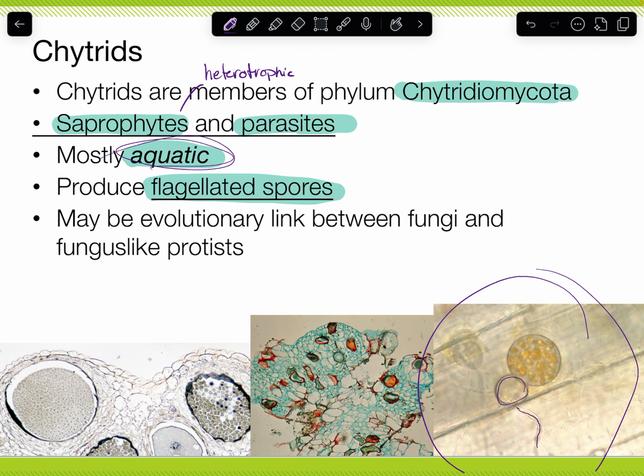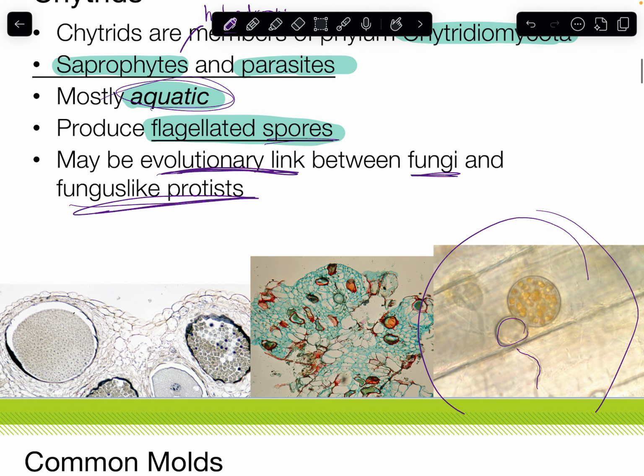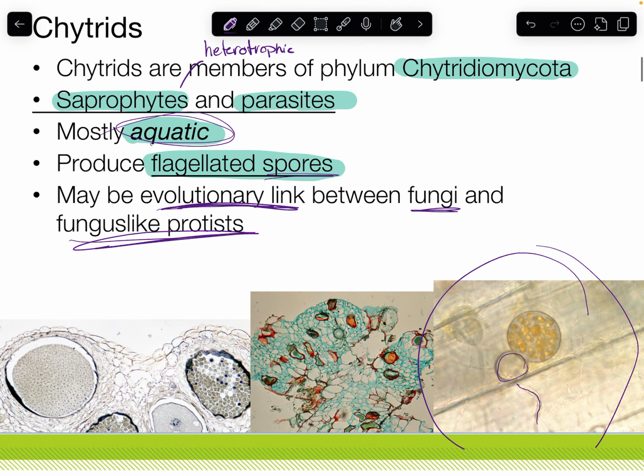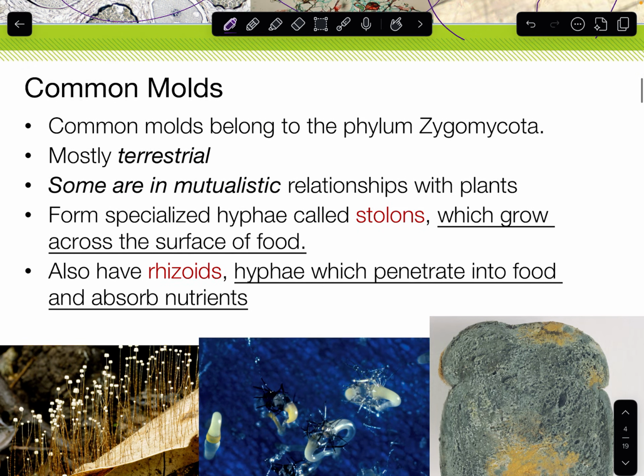Also, because it's in an aquatic environment and we do have these spores, a lot of times people think that there's an evolutionary link between fungi, our chytrids, and our fungus-like protists. So chytrids are kind of considered the link between fungus-like protists and fungi. Alrighty, so we're in aquatic environments, and we're going to have some different things there.